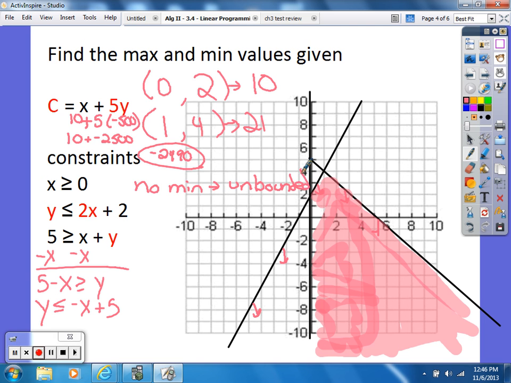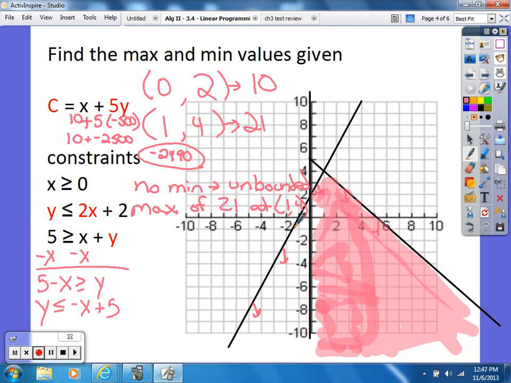So when it's unbounded, you've got to pick a point in that pink to figure out is there no min or is there no max. Because it could be that there's no min and there is a max, or it could be there is no max but there's a min. Does that make sense? So you pick a ridiculous number. You check to see is it bigger or smaller than this. But what's my max then? So I say max of 21 at 1, 4. And that's it.